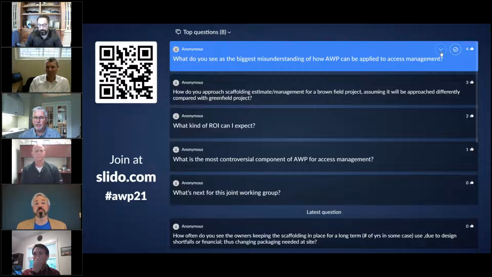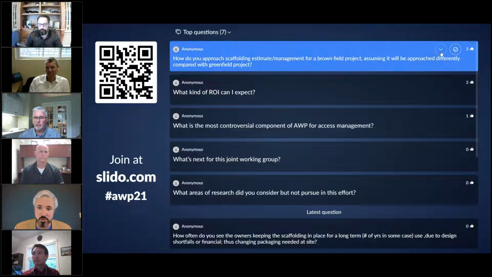Next question, how do you approach scaffolding estimate management for a brownfield project, assuming it will be approached differently compared with a greenfield project? Maybe Rick, you could add some thoughts on that. Yeah, so we look at that process the same, quite honestly. It's just like safety. I don't plan safety different for brownfield than I do greenfield, but are there some unique challenges related to brownfield versus greenfield?